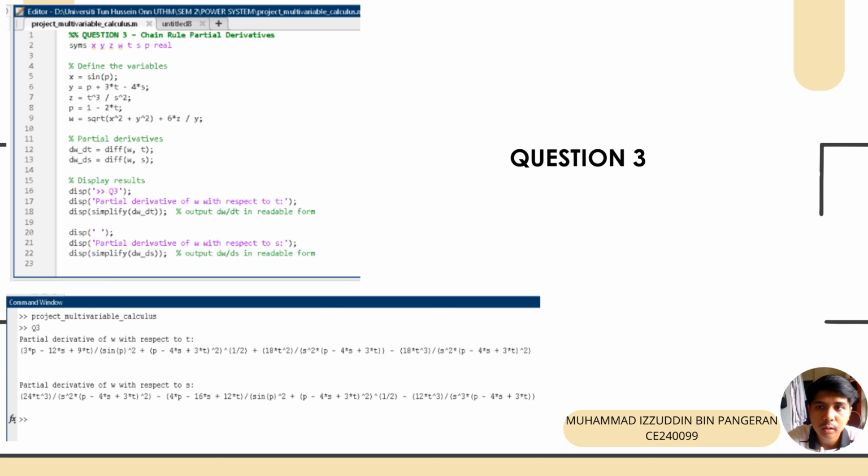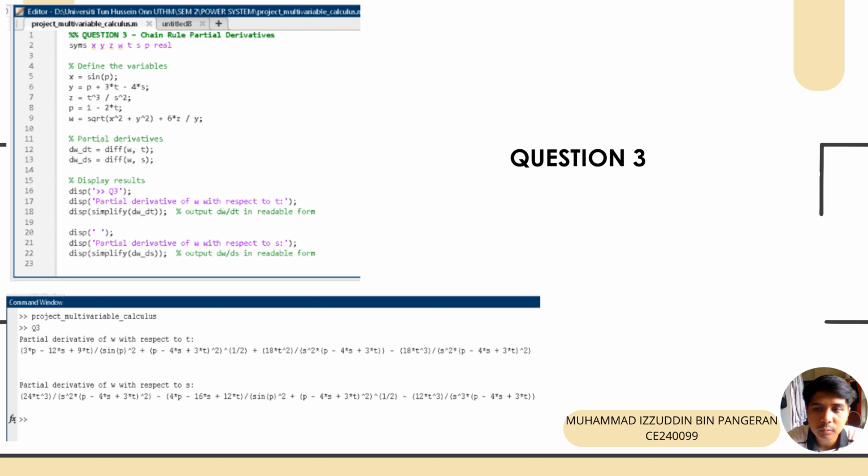For question 3 in MATLAB, I define all the variables using symbolic expressions. Then I substitute p into the definitions of x, y, and z to express everything in terms of t and s. Next, I define the function w using those substituted forms and use the built-in diff function to compute the partial derivative of w with respect to t and s. Finally, I use the simplify function to make the output cleaner and more readable.